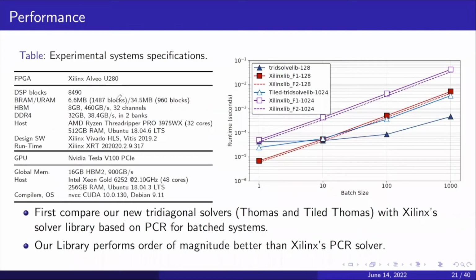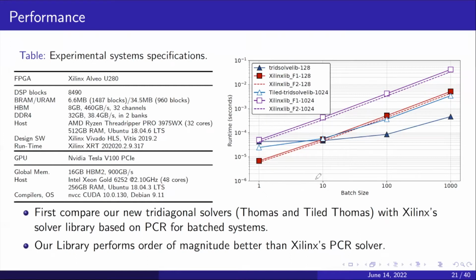Let's move to the experimental evaluation. The system specification of our experiment is given in this table. Here we use the Xilinx Alveo U280 FPGA card and the NVIDIA Tesla V100 for the GPU comparison. The FPGA comes with HBM memory with a maximum bandwidth of 460 gigabytes per second, and the GPU's global memory bandwidth is 900 gigabytes per second. First, we will see the performance comparison of our library with the Xilinx PCR library.